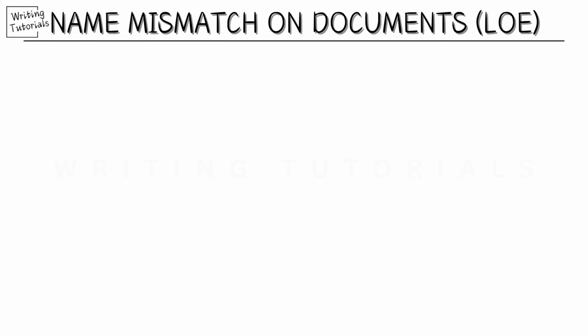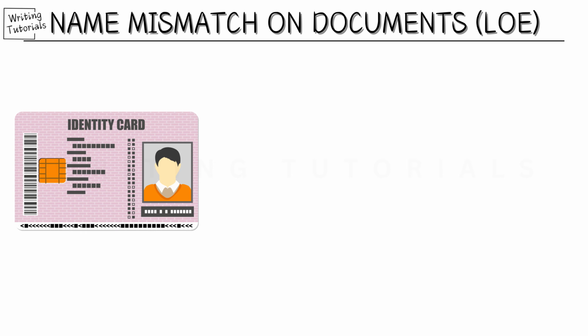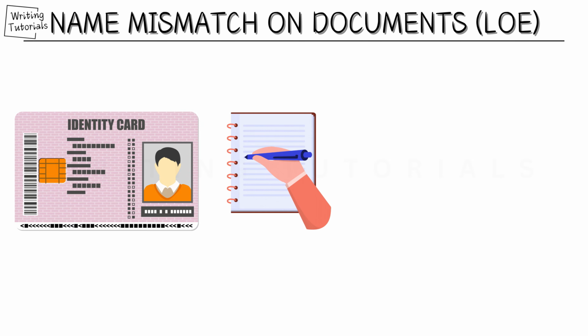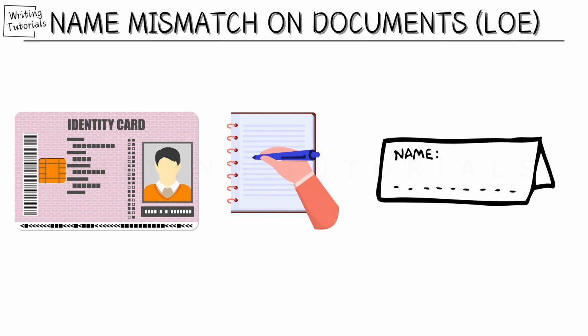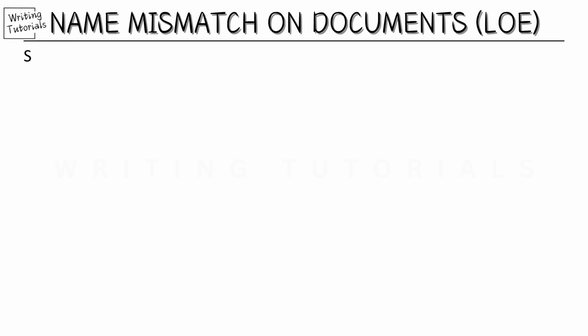Sometimes your official documents may show slight differences in your name due to abbreviations, formatting styles, marriage, or administrative changes. In situations like visa applications, banking, school admissions, or identity verification, you may need to explain these differences clearly. In today's video, we are going to learn how to write a letter explaining name mismatch on documents. Let's get started.